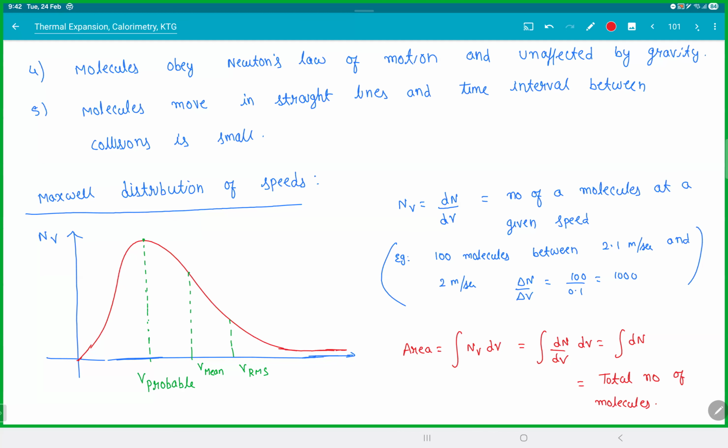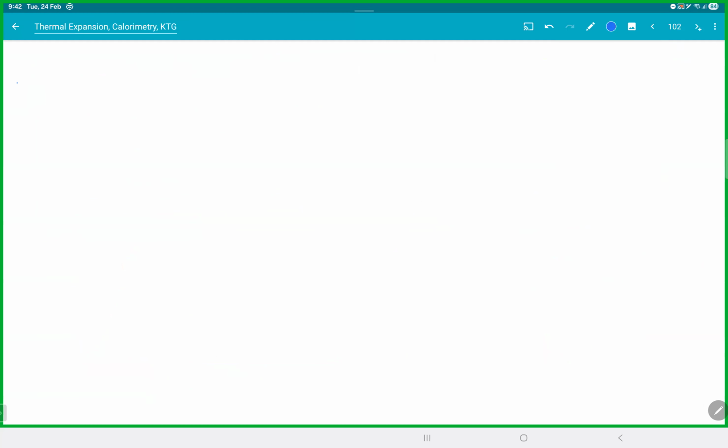Now let's talk about these velocities. So the first thing is your V probable. V probable is simply the velocity possessed by the maximum number of molecules. You will get this by finding the maximum value of the function.